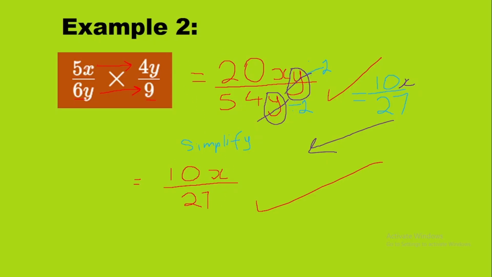First things first, remember numerator times numerator, that will give you 20xy, and denominator times denominator, it will give you 54y. We simplify by dividing by 2, because both numbers 20 and 54 can be divided by 2, and we will cancel the common letters or the common variables in this question. So in the end, we'll have 10x over 27, which we wrote down here as the correct answer.